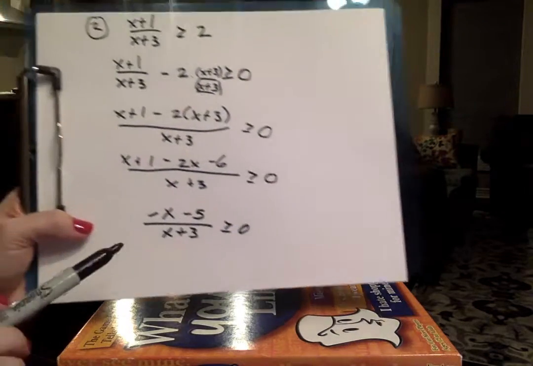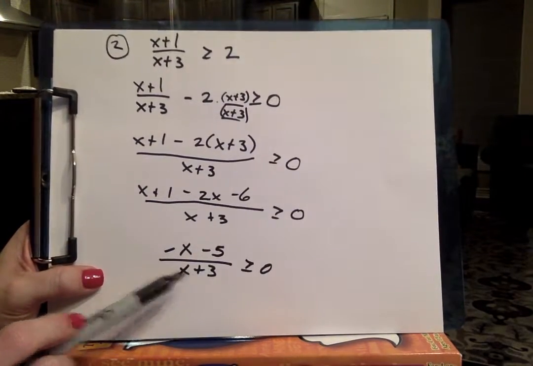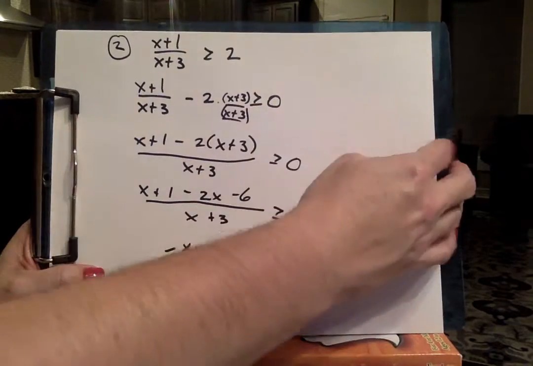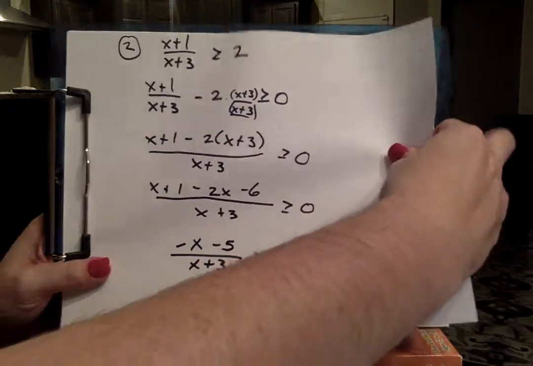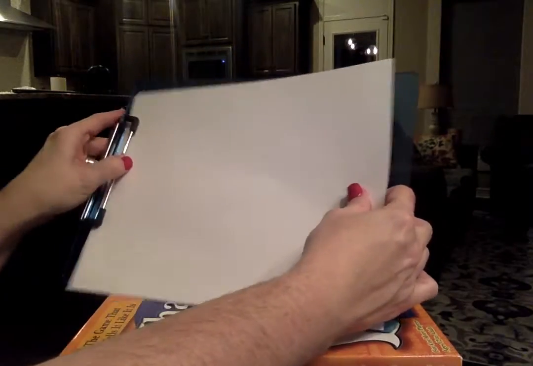Okay, so we now have our inequality simplified so that it is a single quotient. And I'm going to go to the next page and rewrite that at the top so we can do the rest of our work all on one page. That was just a matter of getting that simplified as much as possible.